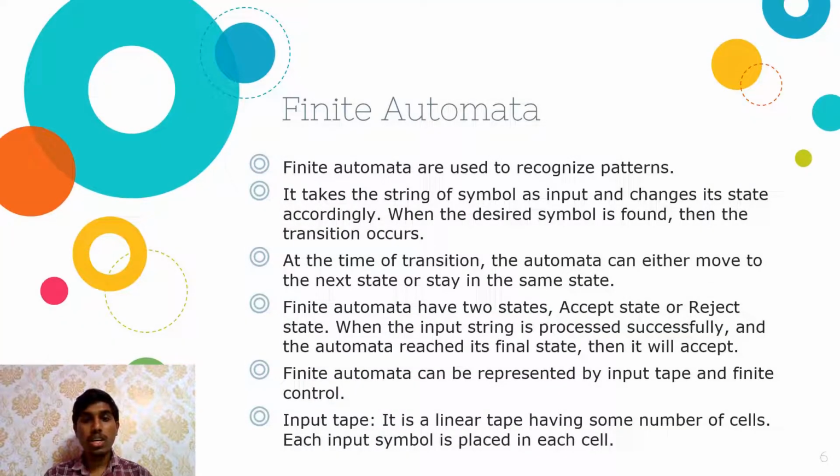So finite automata are used to recognize patterns. It takes a string of symbols as input and changes its state accordingly. When the desired symbol is found, the transition occurs. At the time of transition, the automata can either move to the next state or stay in the same state. Finite automata have two outcomes, accept or reject. When the input string is processed successfully and the automata reaches its final state, then it will accept. Otherwise it will reject.